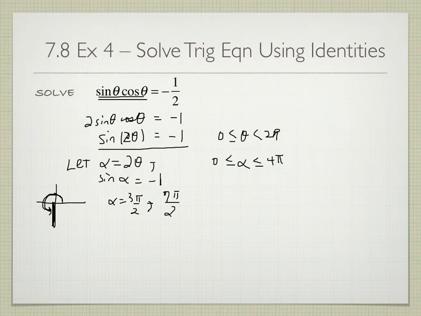But 7 pi over 2, because alpha is 2 theta, we need to divide our alpha by 2 to get back to theta. And so we end up with 3 pi over 4 and 7 pi over 4. And that is now my solution set in terms of theta.